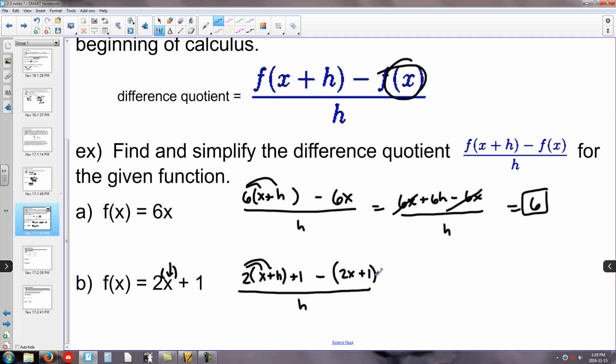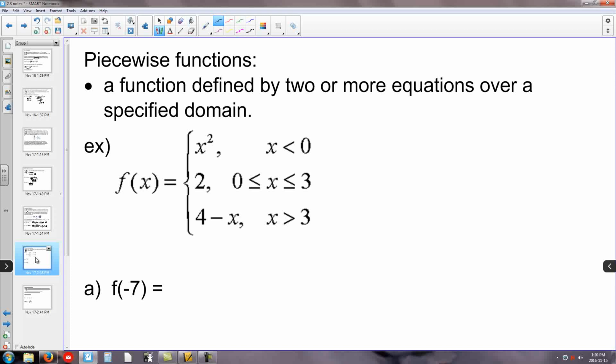So I'm going to distribute. I'll get 2x plus 2h plus 1, and when I distribute here, I get minus 2x minus 1, and that's all over h. The 2x's cancel, the 1 and the negative 1 cancel. I'm left with 2h over h, which is 2. If it's a straight line, you're literally finding the slope, which is a beautiful thing. But the substitution process is important because sometimes it's not just a straight line. So anyway, let's look at what's called a piecewise function.